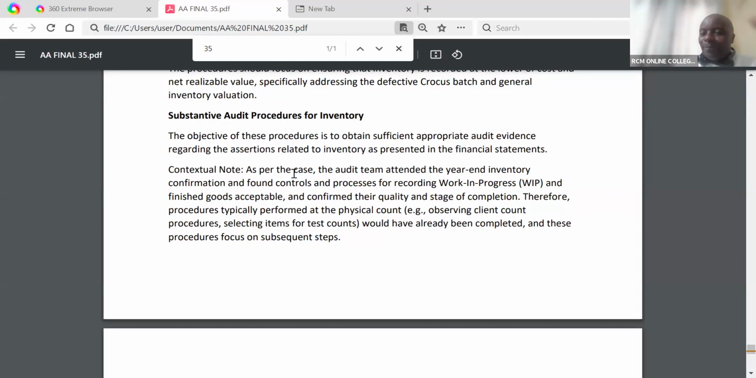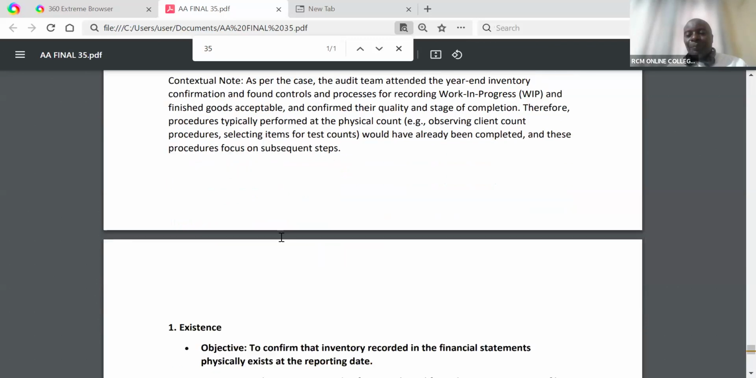As per the case, the audit team attended the year-end count and found controls and the processes for recording WIP and the finished goods acceptable and confirmed their quality and the stage of completion. Therefore, procedures typically performed at the physical count, e.g. observing client count procedures, selecting items for test counts, would have already been completed, and these procedures focus on subsequent steps. Because at the control testing, we realized those things were working well.